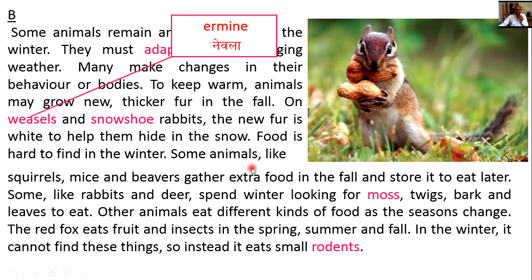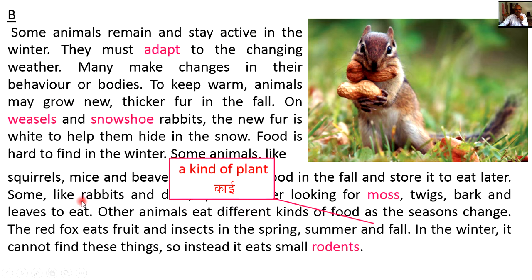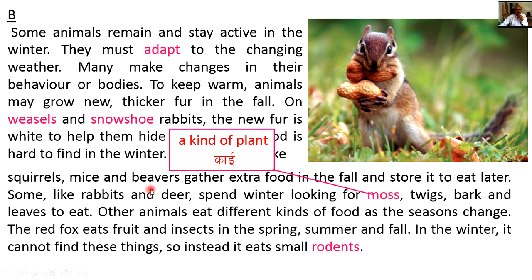Some animals like squirrels and mice and beavers gather extra food in the fall and store it to eat later. Some like rabbit and deer spend winter looking for moss, a kind of plant, twigs, bark and leaves to eat. Other animals eat different kinds of food as the seasons change.